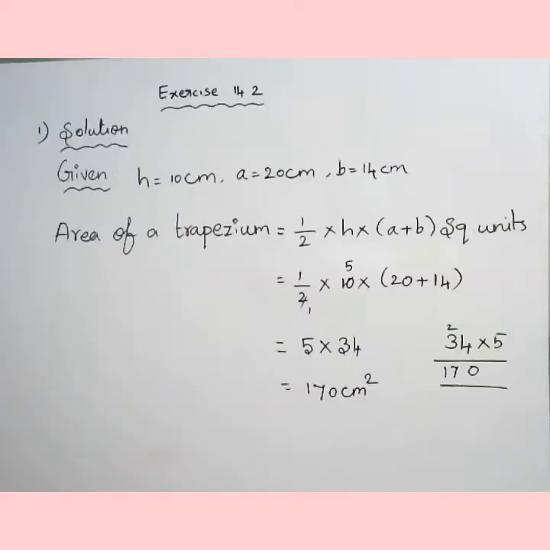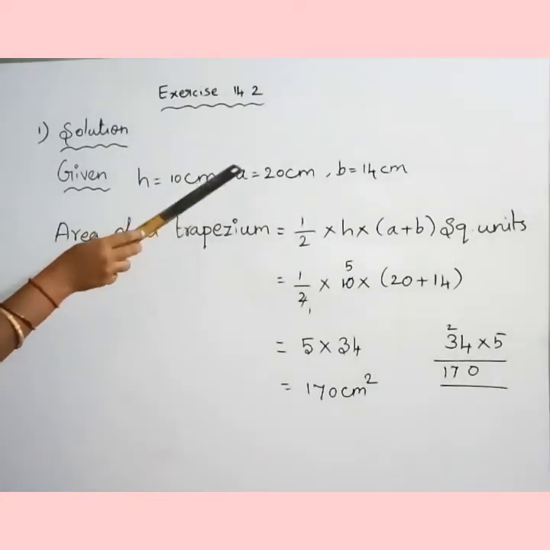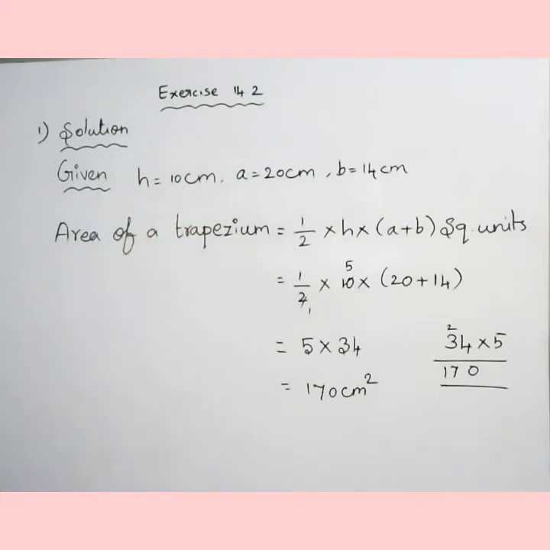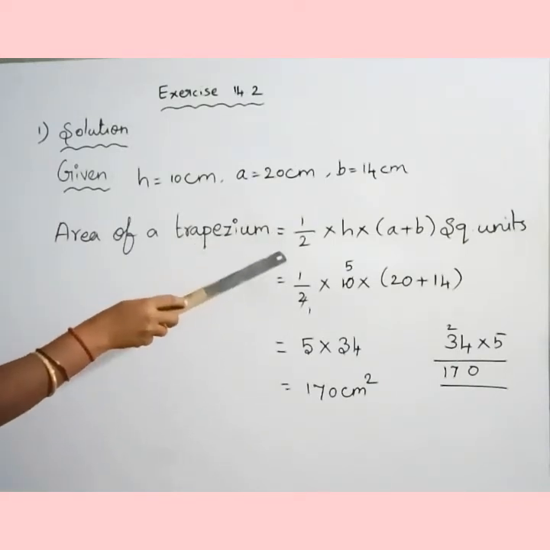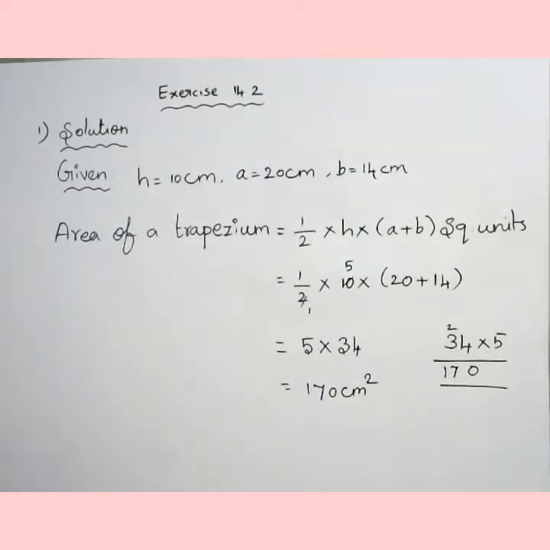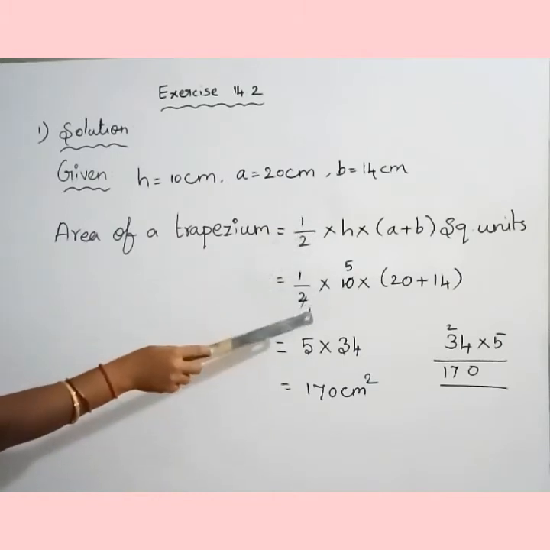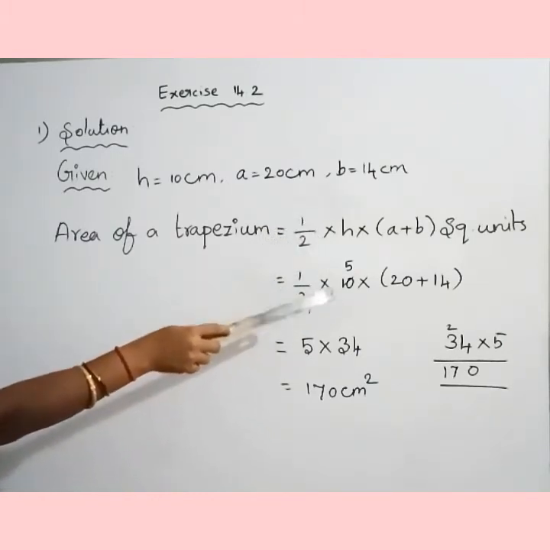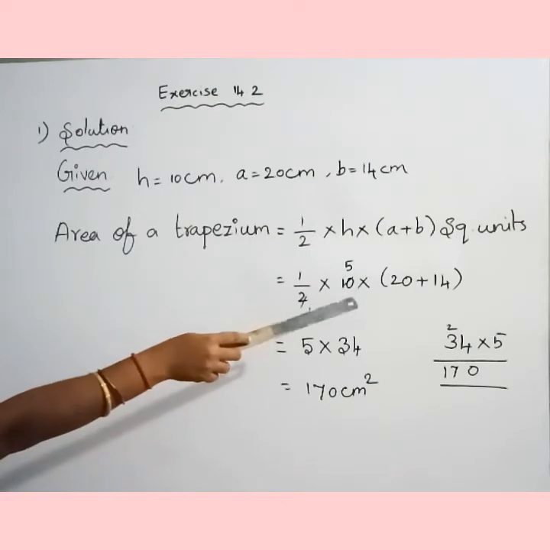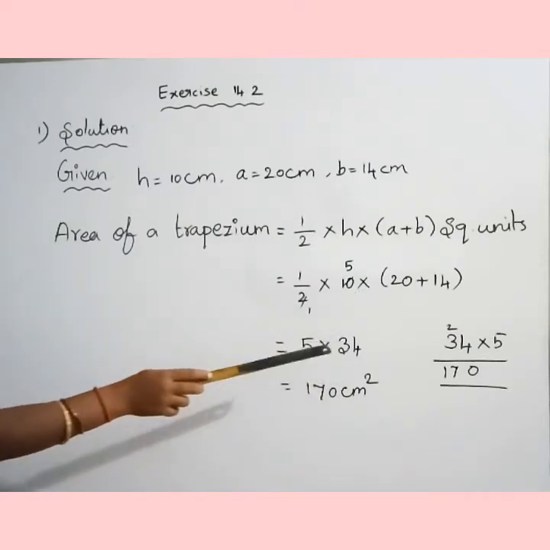Clear? Students, listen. What's given? Height is equal to 10 cm. One side is 20 cm. Another side is 14 cm. Area of a trapezium equals half into height into the sum of the two parallel sides. Substitute the values: half into height value 10. The value of a is 20. The value of b is 14. Add these two values, we get 34.